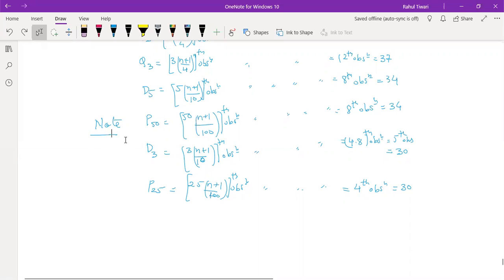This note will be here. So what is the note? Your D. I'll start from Q. So Q2 is equal to D5 is equal to P50.